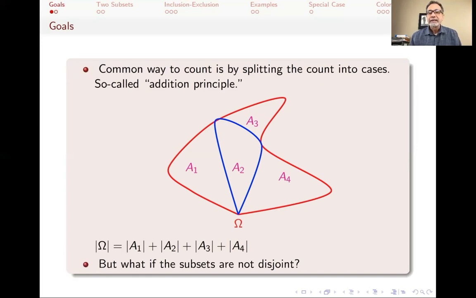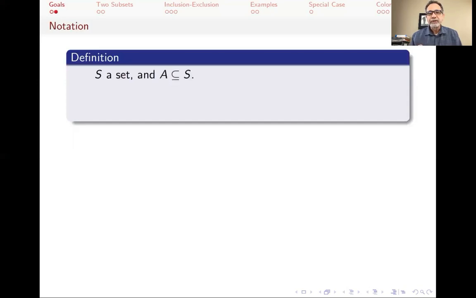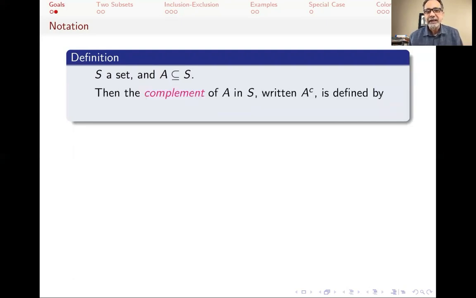But what if the sets you want to divide your original set into are not disjoint and overlap? How do we take care of that? That's the purpose of the inclusion-exclusion principle, to allow you to split up your sets into parts where the parts overlap. First, some notation. If you have a set S, we think of that as a big set, the ambient set, and a subset of that, A, then the complement of A in S, which we write as A with a superscript C, is defined to be all those elements of S that are not in A.